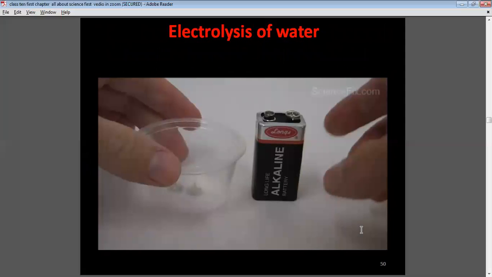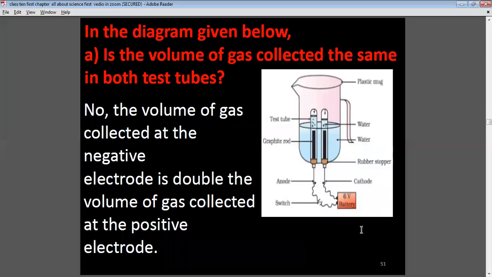Electrolysis of water. In the diagram given below, is the volume of gas collected the same in both the test tubes? No. The volume of gas collected at the negative electrode is double the volume of the gas collected at the positive electrode.